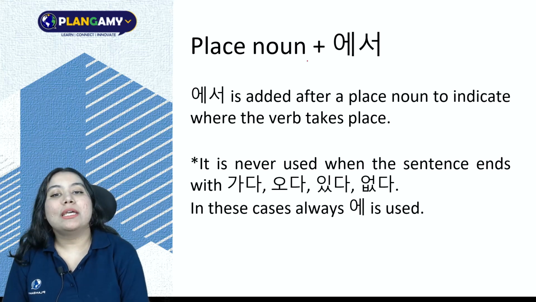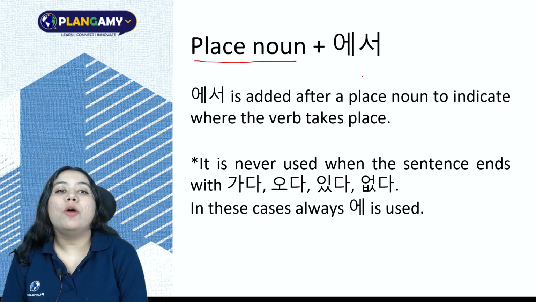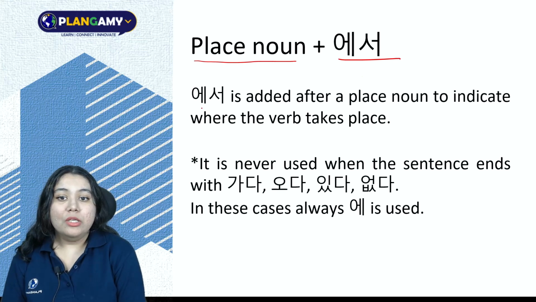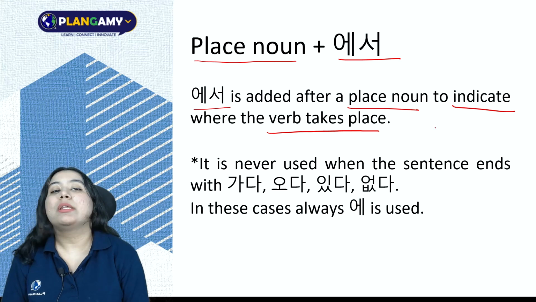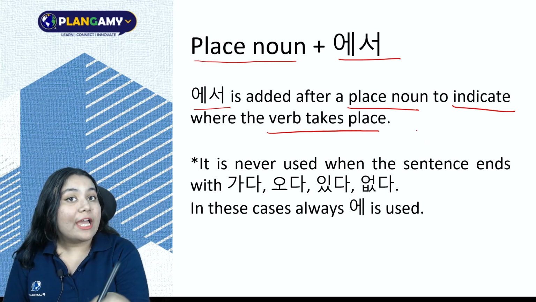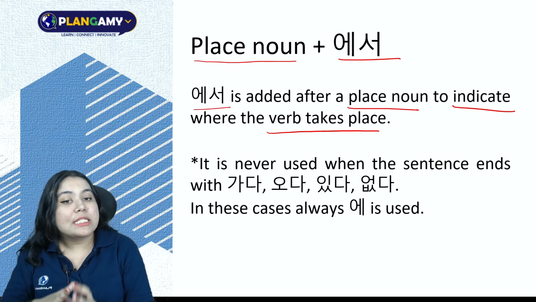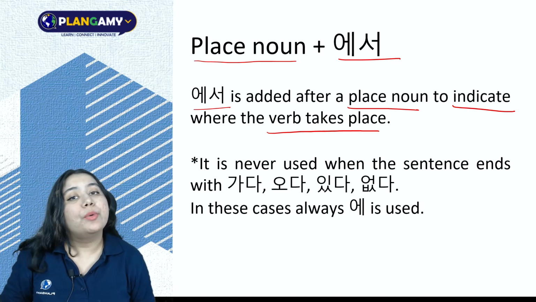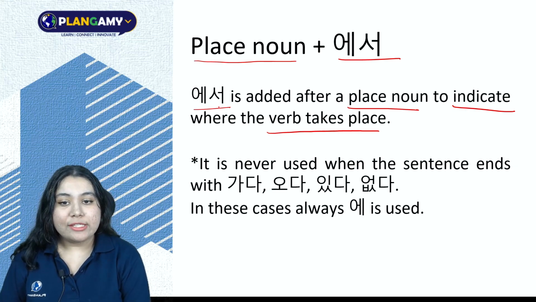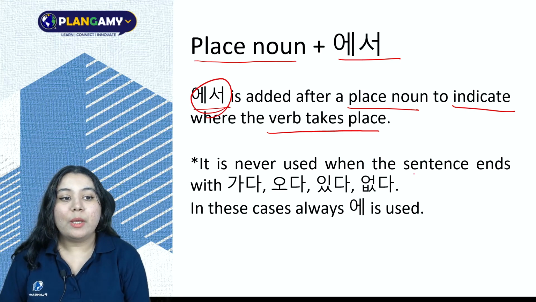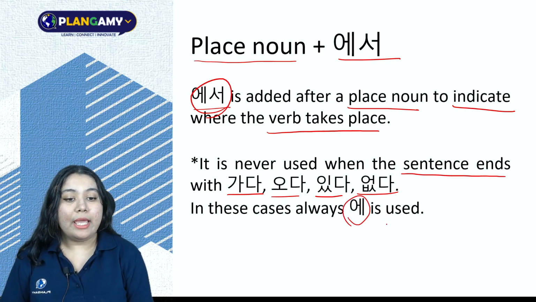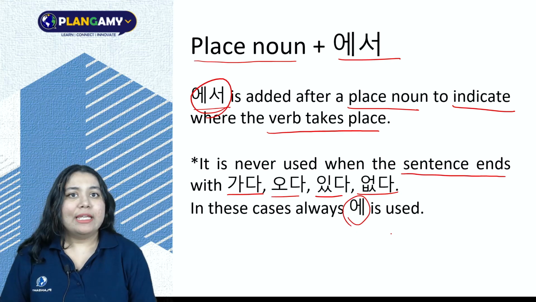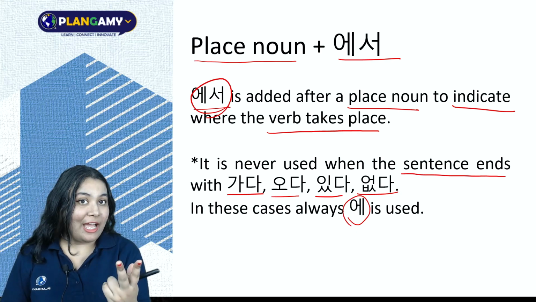Next 문법 for today is place noun, 장소 plus 에서. 에서 is added after the place noun to indicate where the verb is taking place. Not just going there or coming towards the direction, this indicates what you are doing at that place. 에서 is never used when the sentence is ending with 가다, 오다, 있다, 없다. In these cases, we always use 에 with the location. We have done it. 에 있어요, 에 없어요, 에 가요, 에 와요.